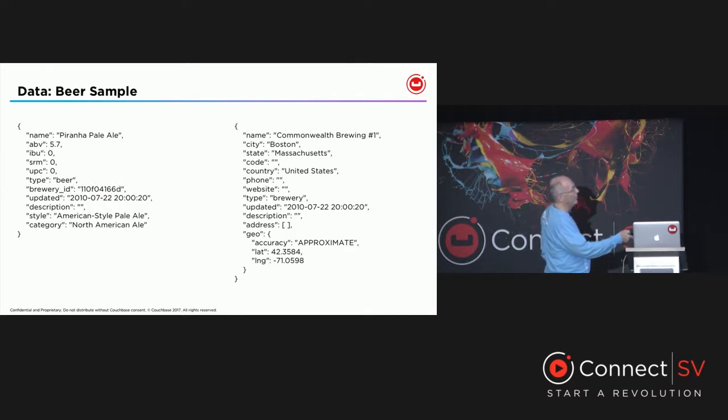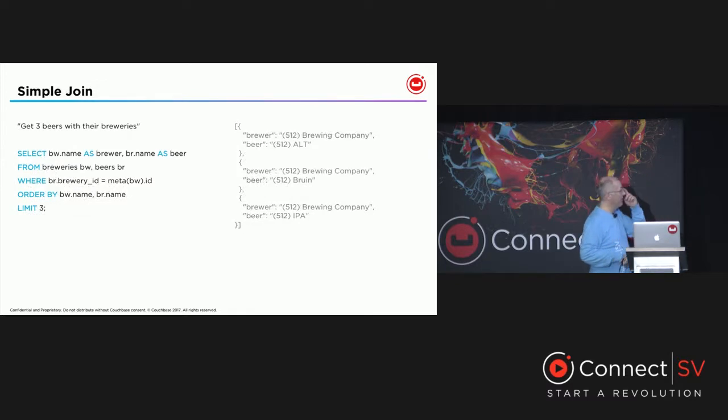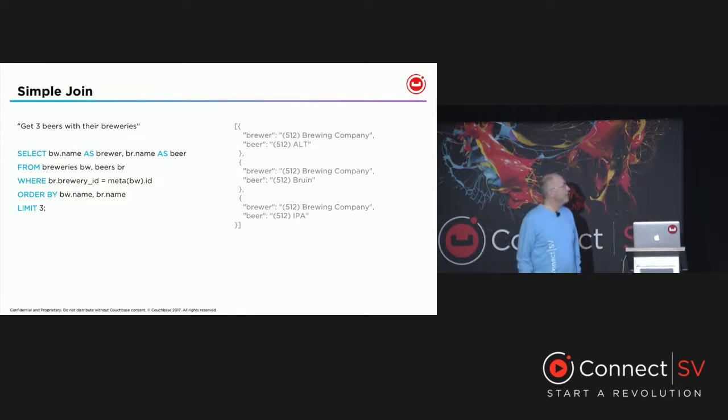You have those documents in the bucket, and you distinguish between beers and breweries by this type field. Let's look at a simple query on these documents. Based on that bucket, we have two data sets here, a breweries data set and a beers data set. What we do is very simple. We want to get 3 beers with their breweries, so we take the beers and the breweries, join them on the ID, then order them by the brewery name and the beer name, and limit this to 3 because it needs to fit on the slide.